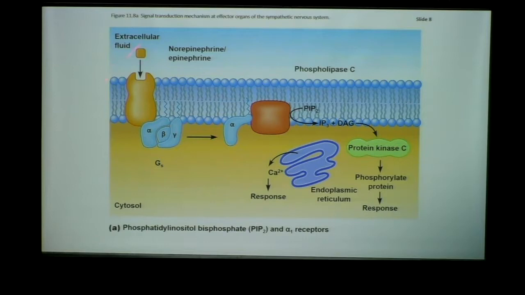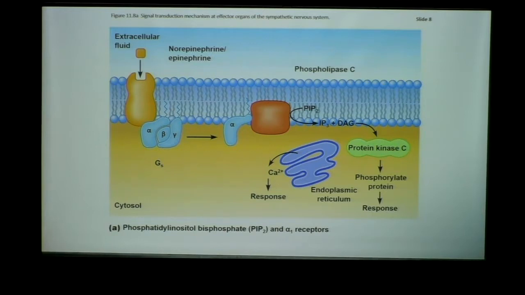We have norepinephrine, more than epinephrine, binding to an alpha-1 receptor. This receptor is coupled to a G protein. It undergoes a conformational shift or a conformational change. Now this Gq here is telling us that this is a G stimulatory protein, meaning that this alpha subunit will stimulate or activate or turn on phospholipase C. Once we turn on phospholipase C, it will cleave PIP2 into two smaller molecules, IP3 and DAG.